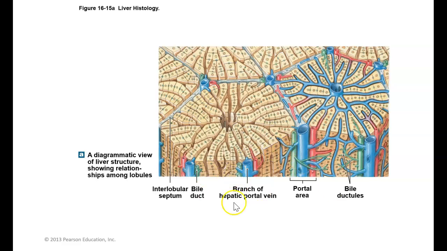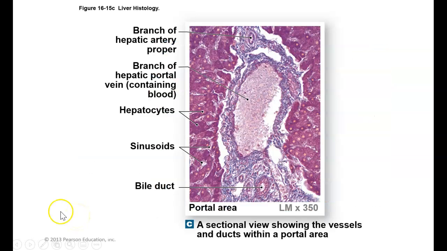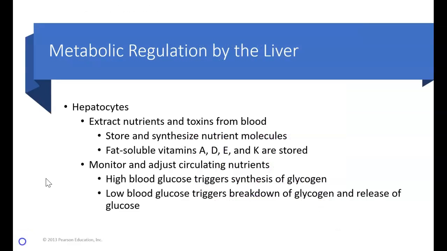Again, just another picture here of a liver lobule, the portal triad, and one more, another close-up. Here's the histology picture. Again, you can kind of see these sinusoids. This would be the bile duct. This would be an artery. All of these different things would be hepatocytes.